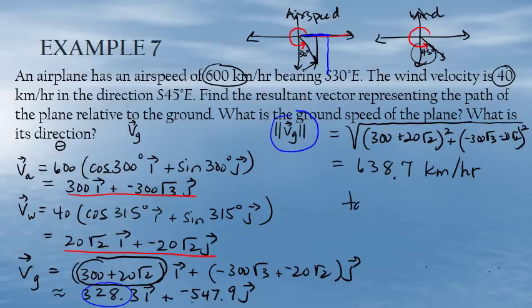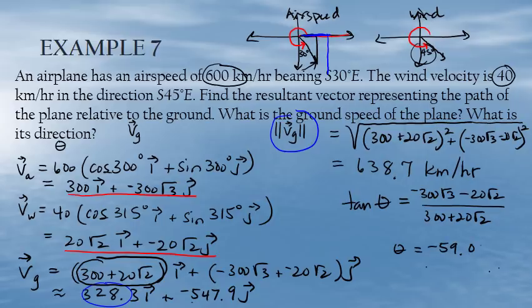And then the final part is to find the direction. So I'm going to do tangent theta of my y value, which was negative 300 root 3 minus 20 root 2, all over 300 plus 20 root 2. If I take tangent inverse of that, I got negative 59.07 degrees. Remember, my calculator is always going to spit out an answer for tangent that's between pi over 2 and negative pi over 2, or in this case, 90 degrees and negative 90 degrees.